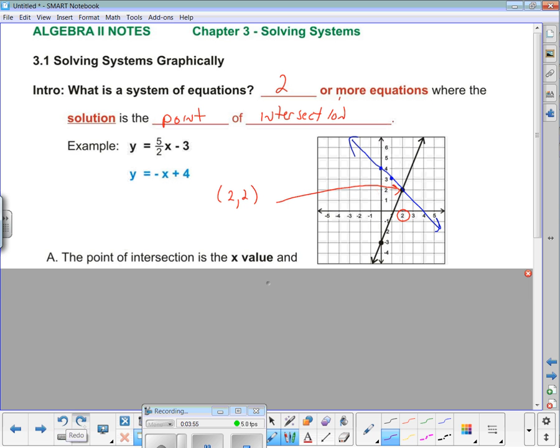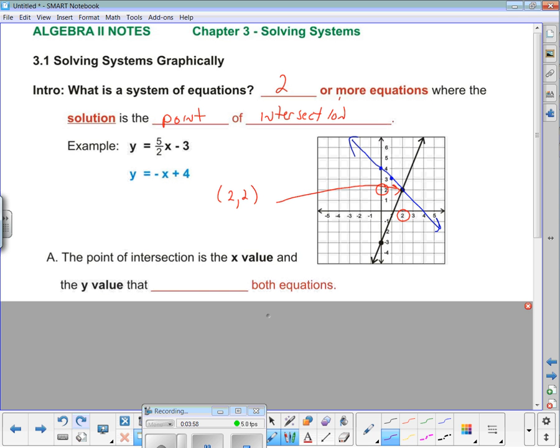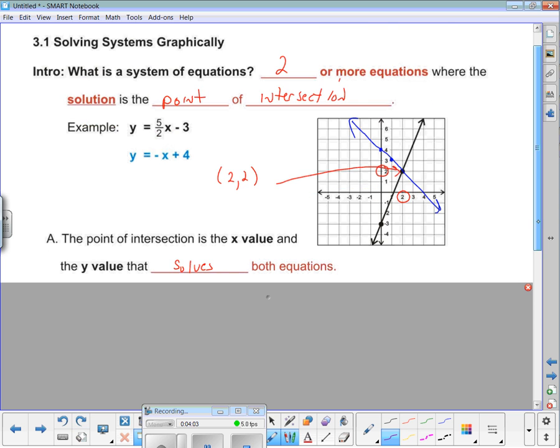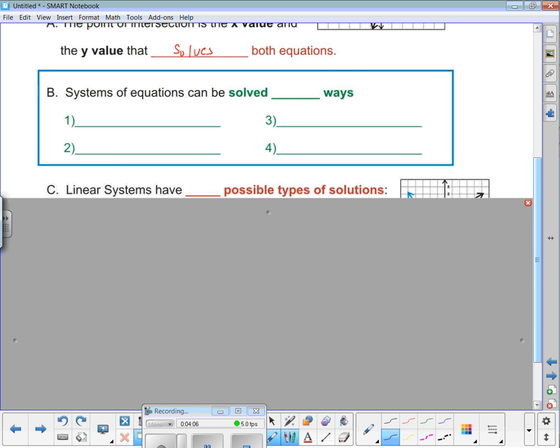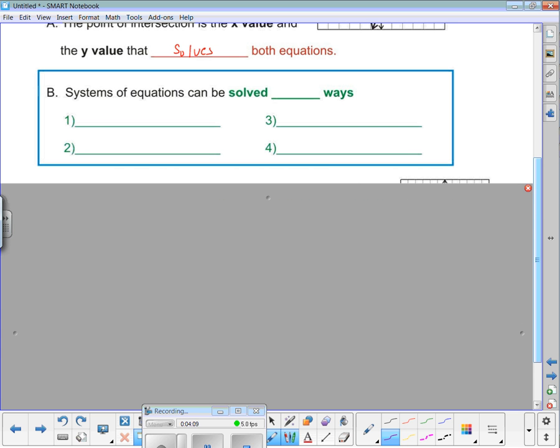Okay? So remember, the point of intersection is the x value and the y value that solves both equations. All right, something to memorize. Here's what's going to happen down the road. 3 months from now, 9 months from now at the final exam, a year and a half from now on the ACT, the American College Test, or 2 years from now on the SAT, Scholastic Aptitude Test, you are given a system of equations. And you will have to, at that point, think, how do I solve this? How do I solve these? And this is what should come to mind.